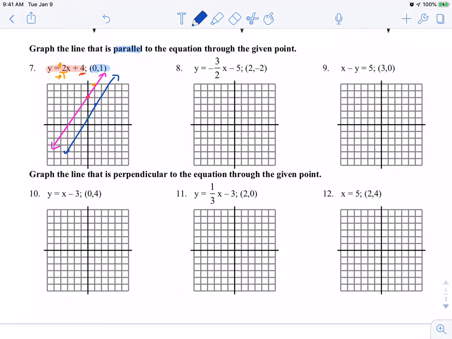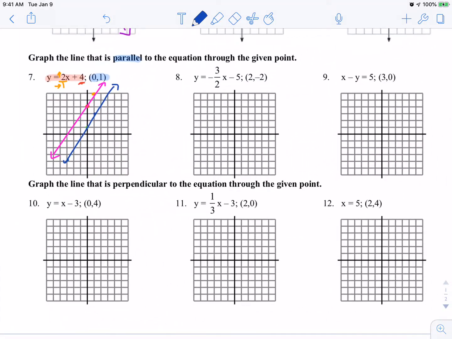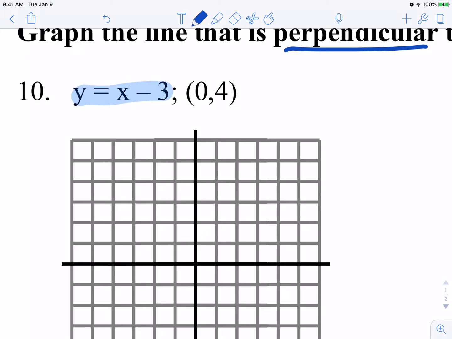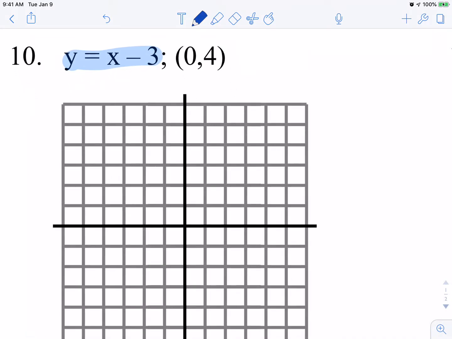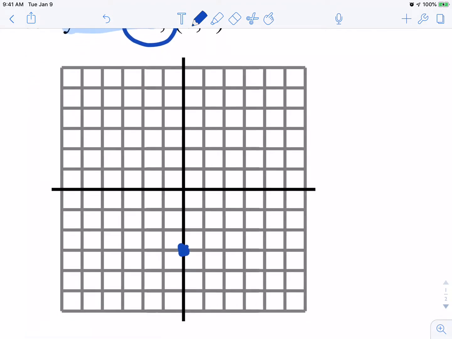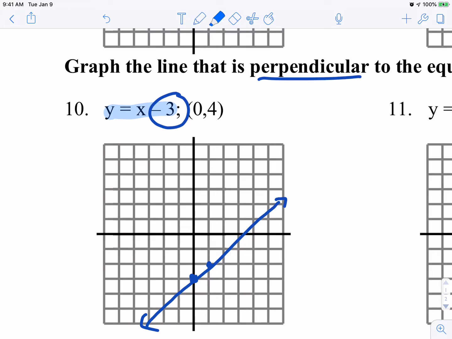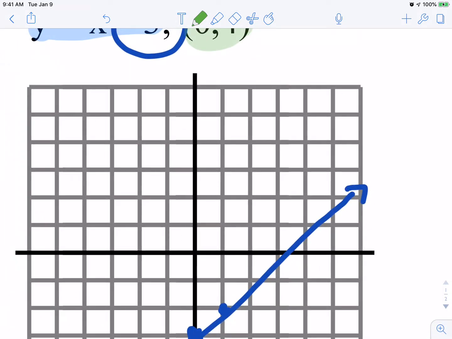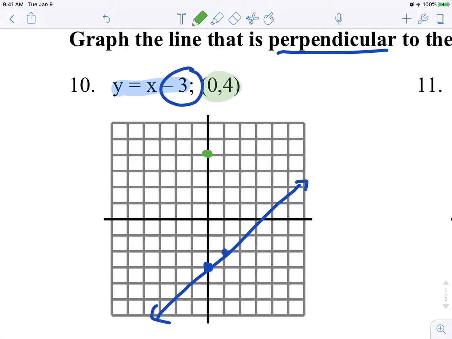Let's look at number 10. Same idea, only the difference now is I want a perpendicular line. First step, again, we're going to graph that. So start at -3. Then my slope is 1, because x is just 1x. That means it goes up 1, right 1. So I'm going to draw my line. And then the second part. You need to draw a perpendicular line going through that point 0, 4. So first let's find 0, 4. This is 0, 4 right there.